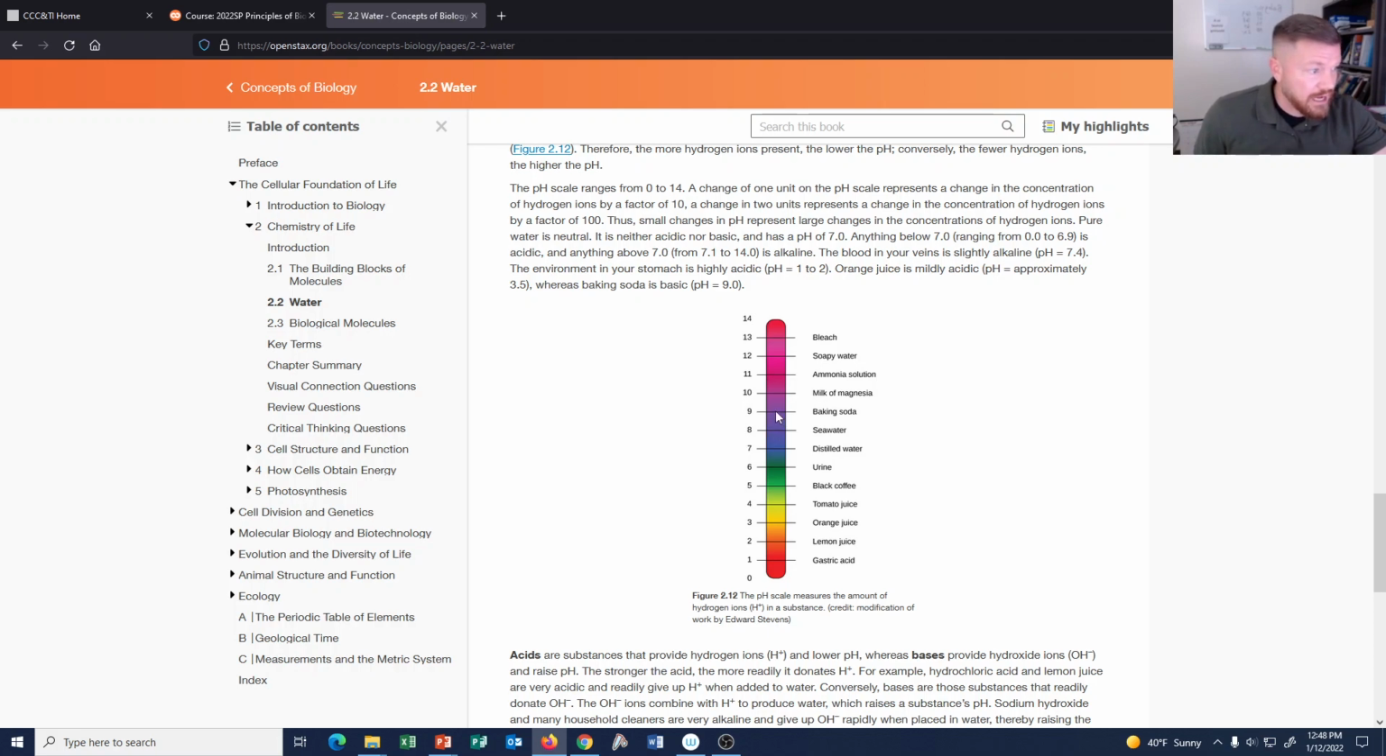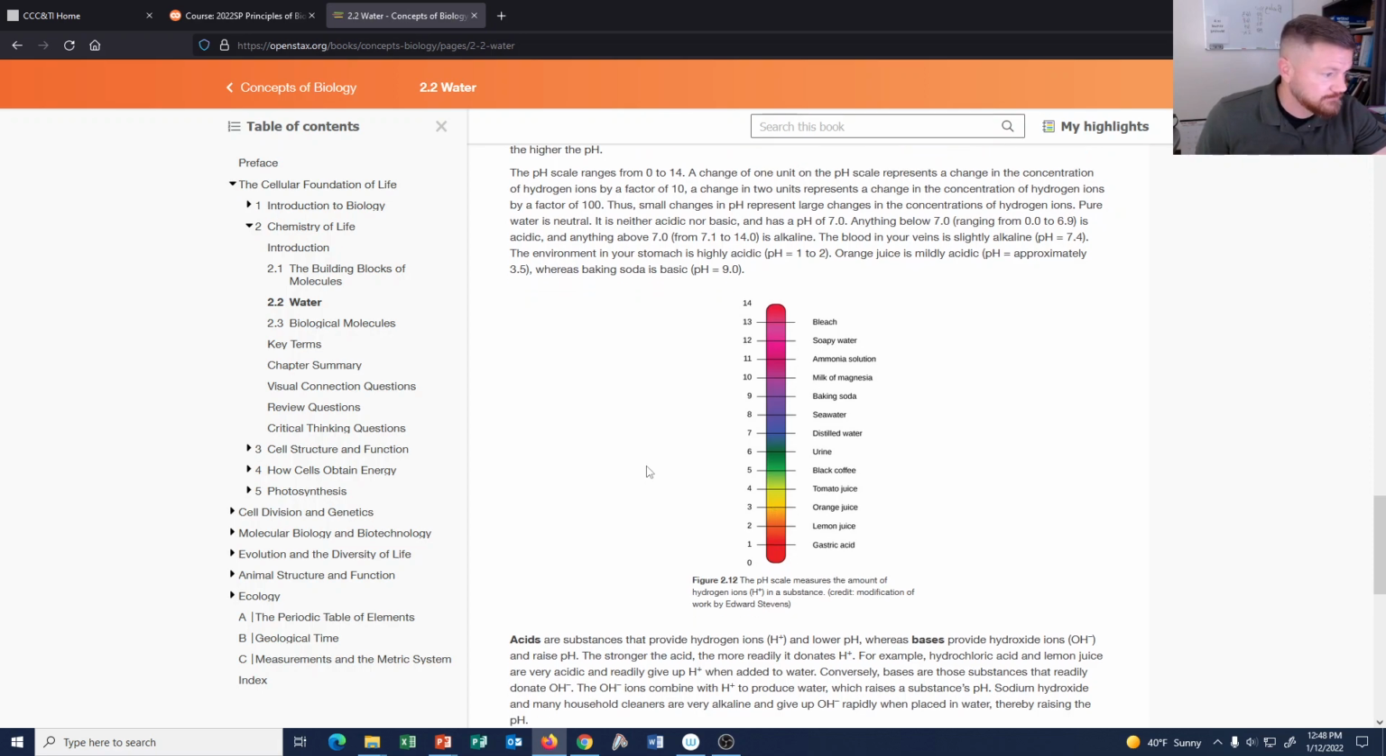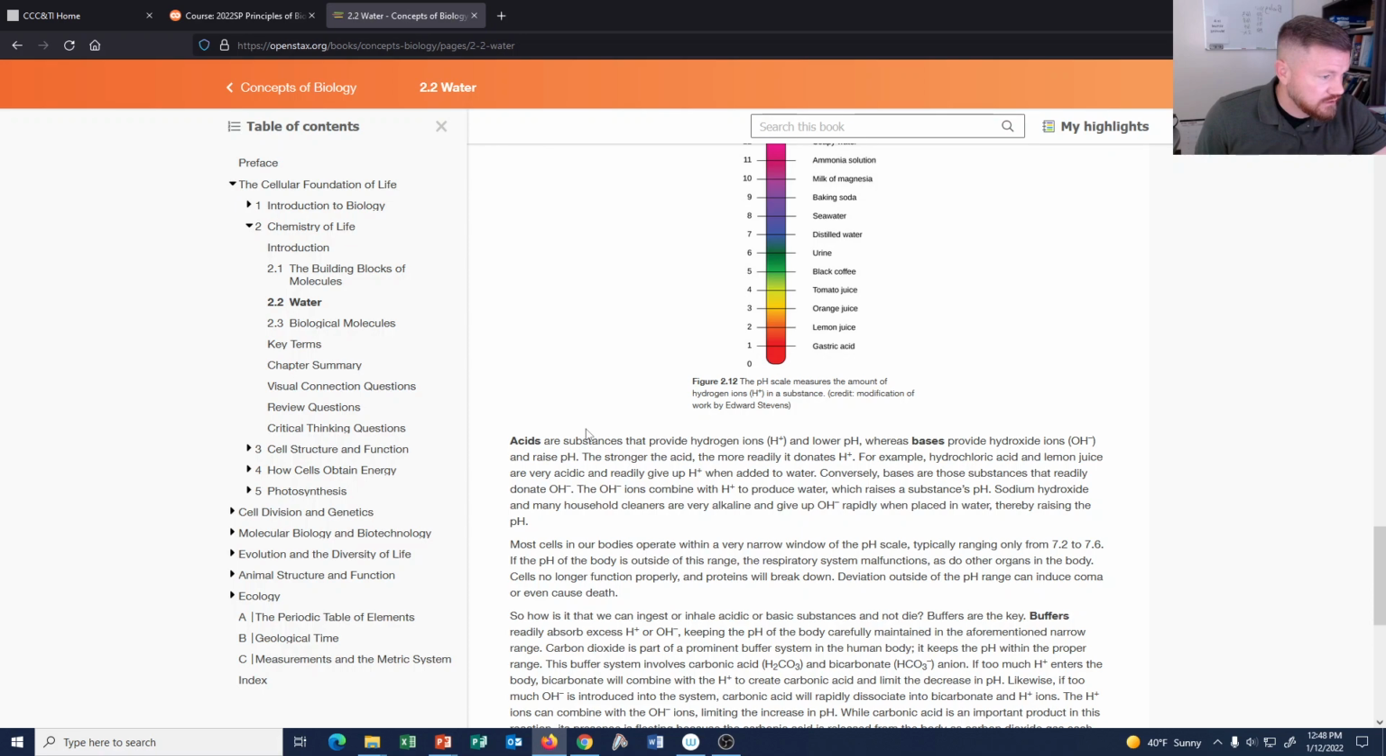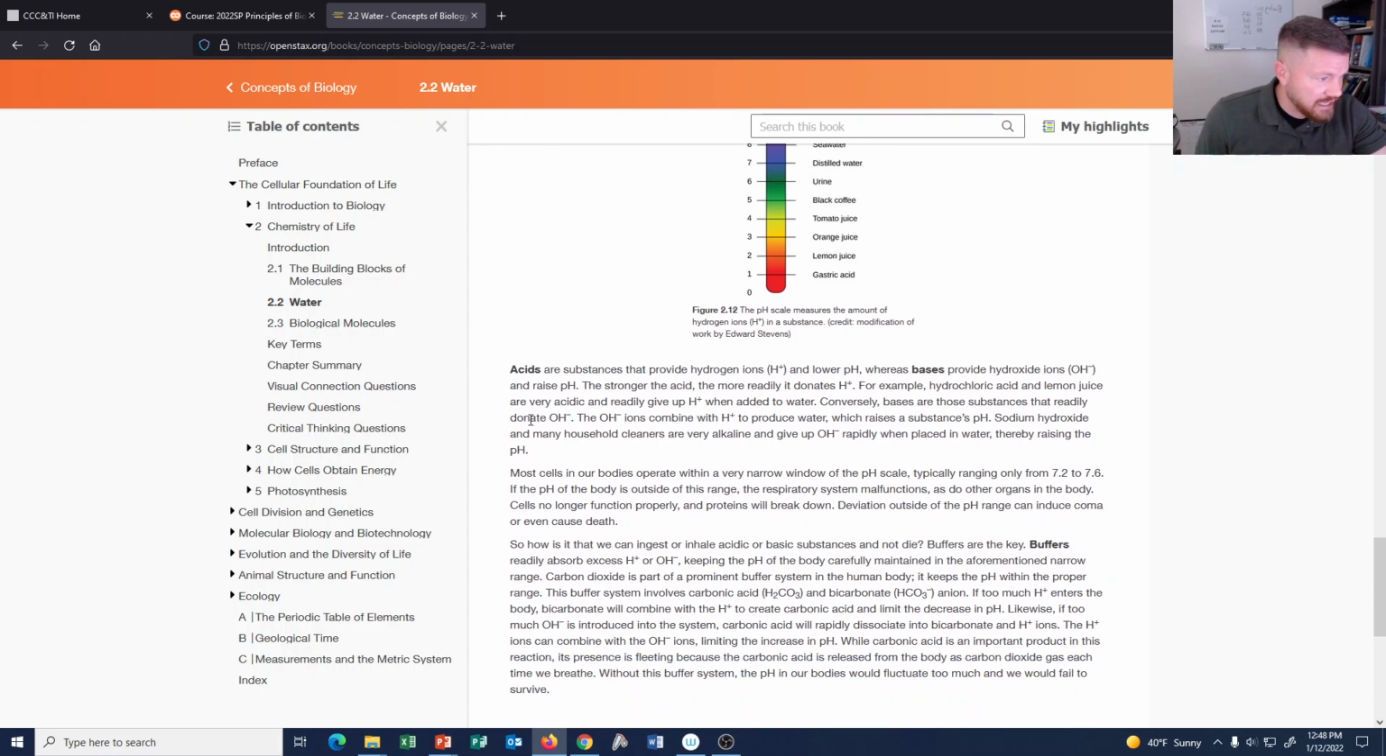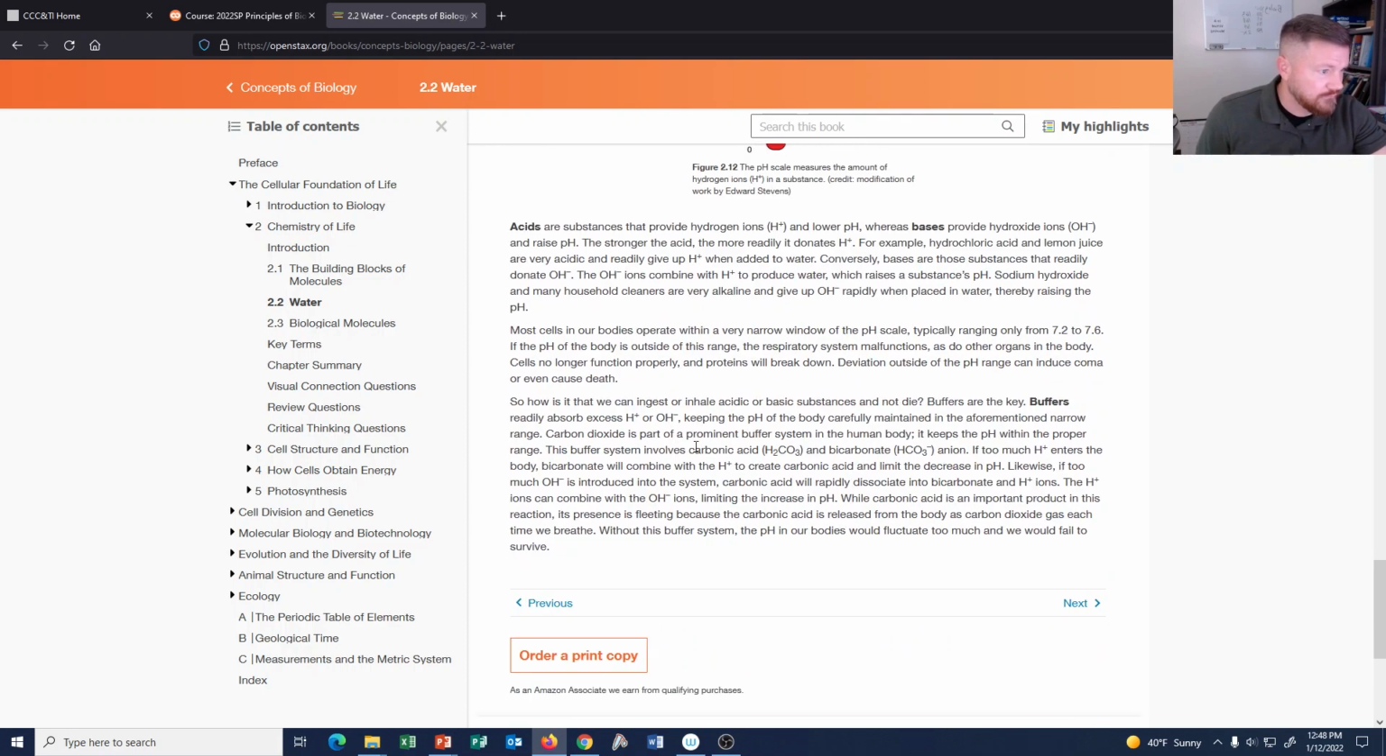So 9 is 10 times more basic than 8. 8 is 10 times more basic than 7. 9 is 100 times more basic than 7. So it goes up by a factor of 10 each time, right? 1 is 10 times more acidic than 2, but 1 is 100 times more acidic than 3, right? Hope that makes sense. But here, in this paragraph, you can see them talk about the H and the OH, which I mentioned.